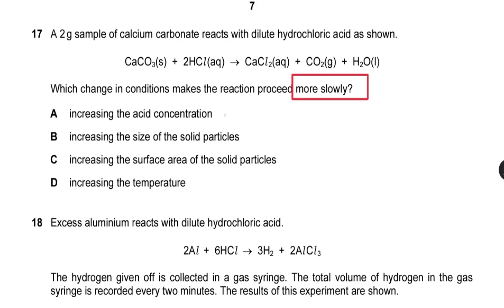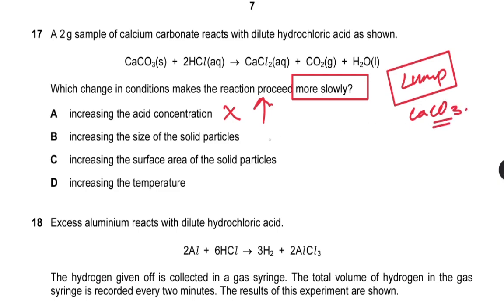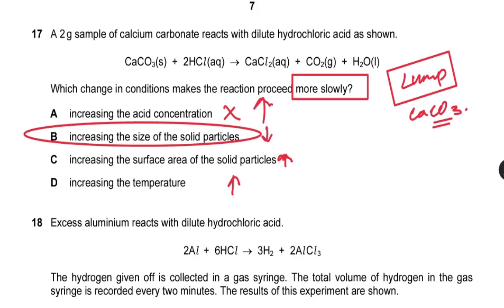Increasing the acid concentration, no, the reaction will speed up for this. Increasing the size of the solid particles: if we increase the size, it will make a lump. If it is a lump of calcium carbonate, then the reaction will get slow. Increasing the surface area, fast. Increasing the temperature, the reaction will be fast. So this is the correct option, that is B. By increasing the size of the solid particles, the reaction gets slower.